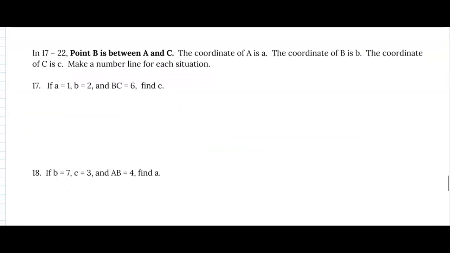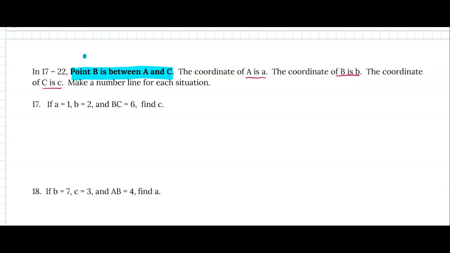This last section deals with, they tell us that point B is between A and C. So they're telling you where the point is. It's B in the middle. A and C are your endpoints. Then they're telling you that the coordinate of A is at A, the coordinate of B is at little b, and the coordinate of C is at little c. So you're going to make a number line for each situation. So your number line is either going to look like this, or it's going to be the other way with the little letters on the bottom.